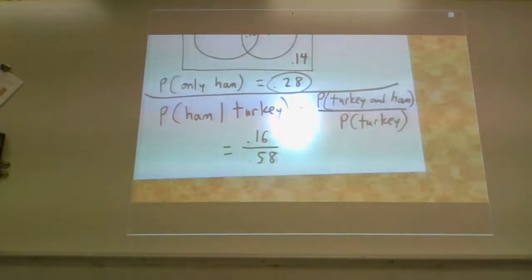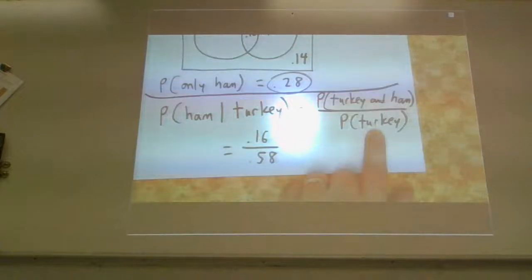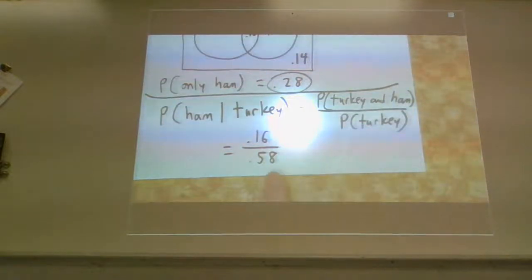You would not use the 0.42. The 0.42 represents only turkey and no ham. But if I'm talking about just the probability of turkey, no strings attached, then you are counting families that only have turkey and families that have both. So you have to account for that. That's the 58% they gave you at the beginning.